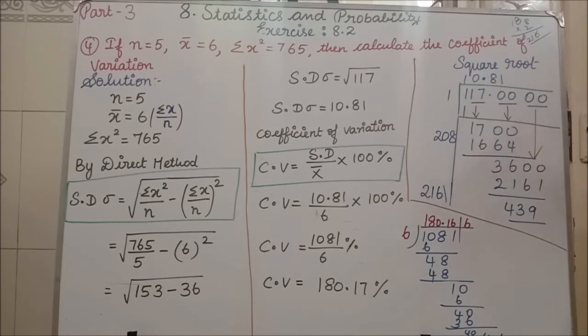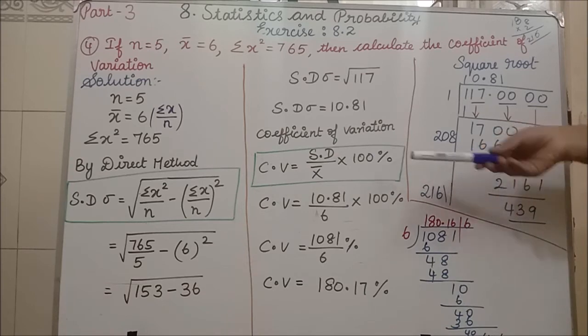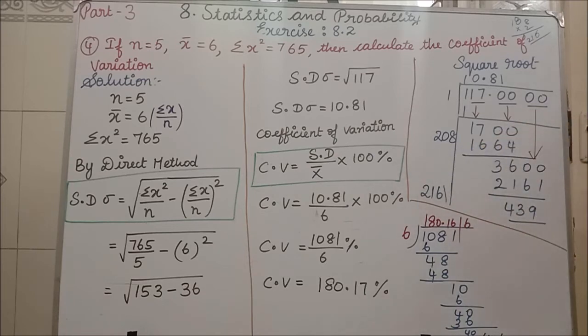After decimal, if you are getting 1 number, it's enough. Suppose if you need, you can write 2 numbers also. Okay, 10.81 is our standard deviation. Now for us it is easy to calculate the coefficient of variation. Coefficient of variation formula is standard deviation, sigma divided by x bar, into 100%. That is the coefficient of variation formula.